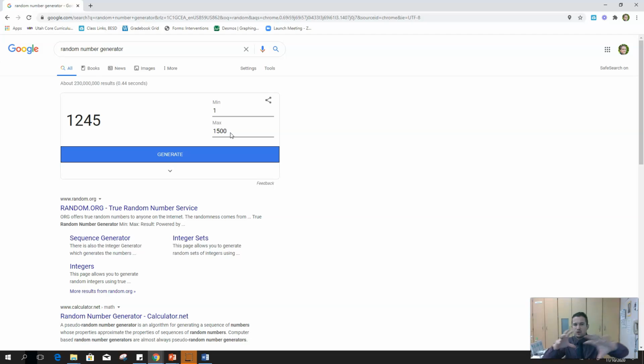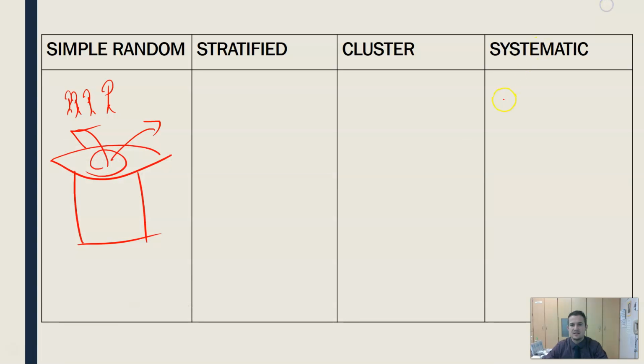That will make sure that I have a good representative of a bunch of different kinds of students, a bunch of different grades, things like that. So a random sample is everyone has an equal chance of being selected. A stratified sample, maybe I split the whole school into groups.